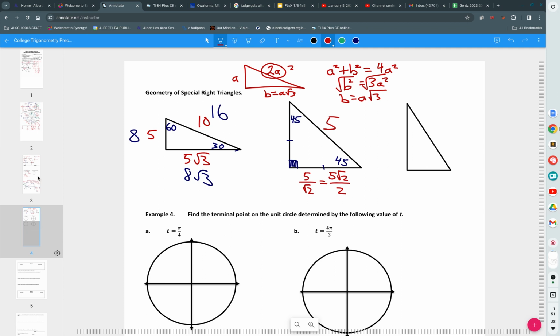And then we have, again, another 30, 60, 90. I just tipped the shape. It still has the same properties as the other. No big deal. If this side is 17, what would be the length of the hypotenuse? 34 is the length of the hypotenuse. And then the longer leg will simply be 17 times the root of 3. Those are our properties of our 30, 60, 90s and our 45, 45, 90s.